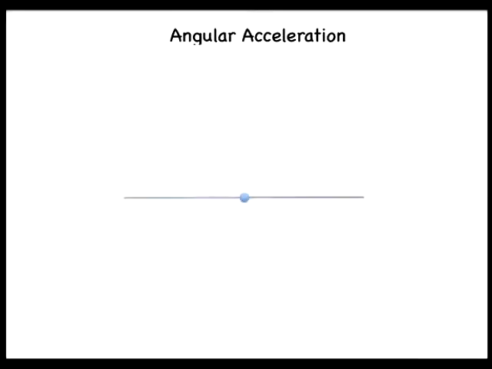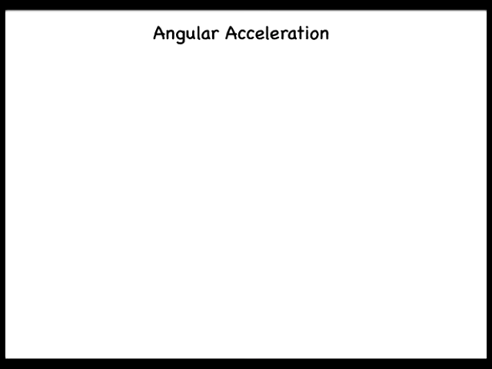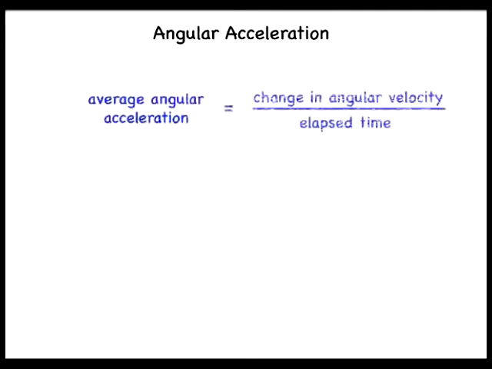Just as we have a physical intuition of linear acceleration, for example, a car accelerating from a stoplight, we have an intuition of angular acceleration. Think of a helicopter blade starting from rest and spinning up to full speed. The average angular acceleration equals the change in angular velocity divided by the elapsed time.